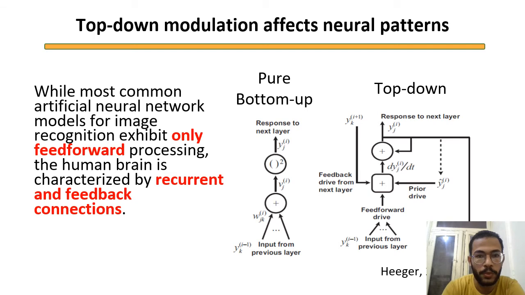Here is the difference between the two modulations, the pure bottom-up one and the top-down one. Most artificial neural networks use a pure bottom-up, which is feed-forward only, but in the human brain we have a feedback, we have a recurrent, and this works like a top-down pathway, which makes our identification for images much higher.